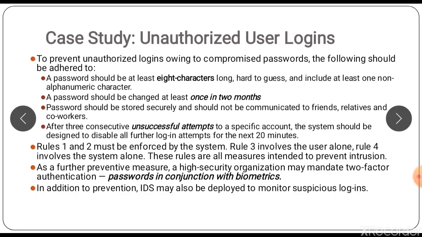The next is a case study about unauthorized user logins. To prevent unauthorized login that comprised of passwords, there must be a set of rules which we will follow. This is the same as what we follow for our passwords. The password should be at least 8 characters long, hard to guess, and include at least one non-alphabetic, alphanumerical character. A password should be changed at least once in 2 months.